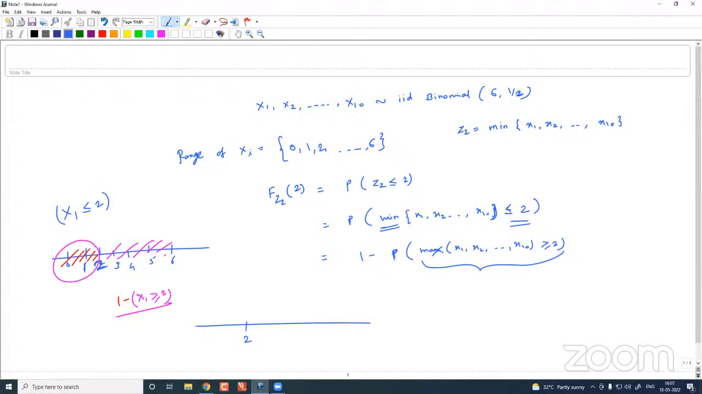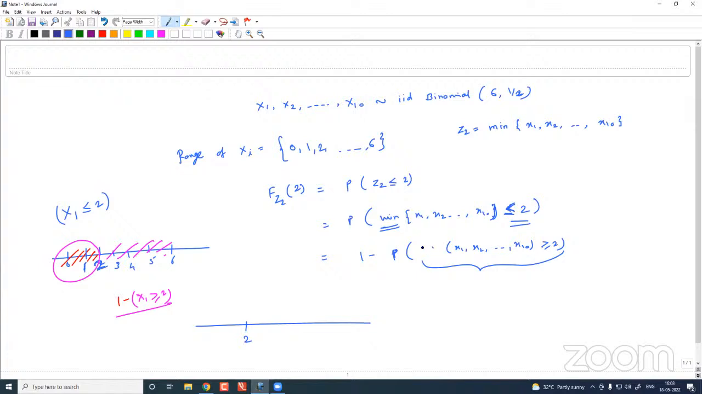Sir, but it should be only greater than 2. Why are we using the equal to condition here also? One minute. Maybe what we have to do is, minimum of x1, x2 to x10 should be less than or equal to 10. Excuse me, sir. Shouldn't that be min of x1, x2 to x10 greater than or equal to 2? Yes, I think this should be minimum.